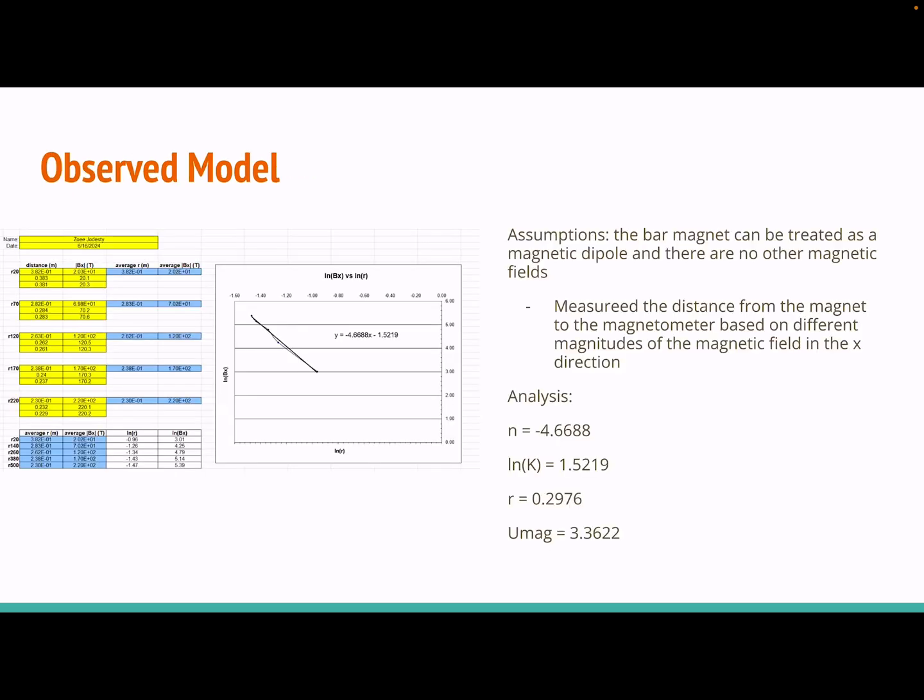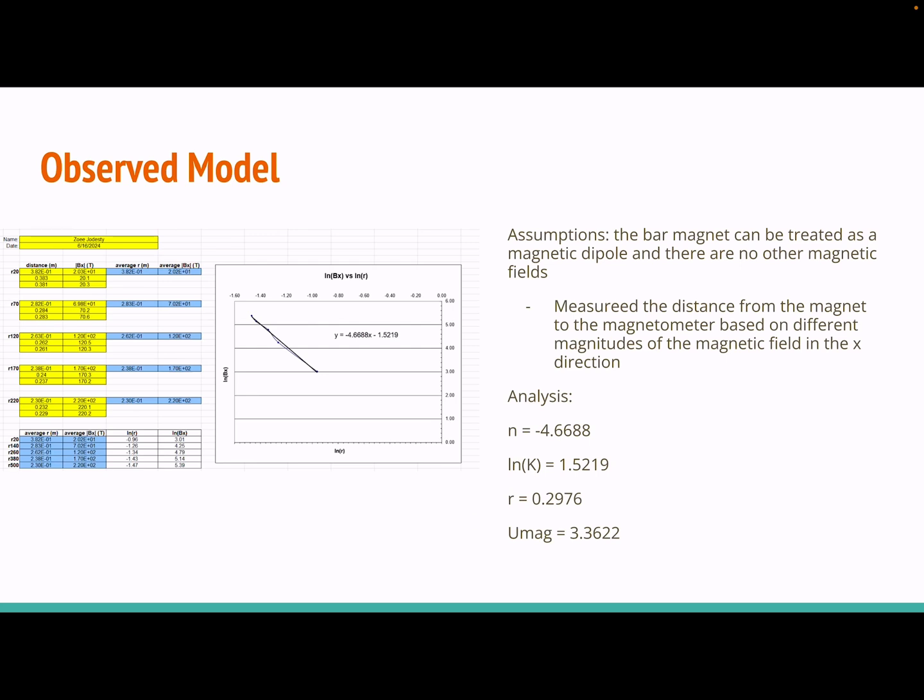This was my spreadsheet to keep track of the data for the observational model, and the assumptions that we made for this part of the lab were that the bar magnet can be treated as a magnetic dipole and that there are no other magnetic fields. In this part of the lab, we measured the distance from the magnet to the magnetometer, based on the different magnitudes of the magnetic field in the x direction.